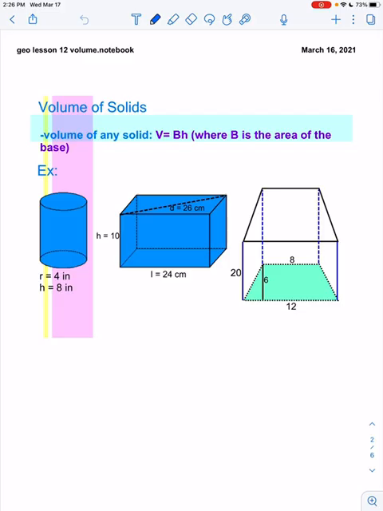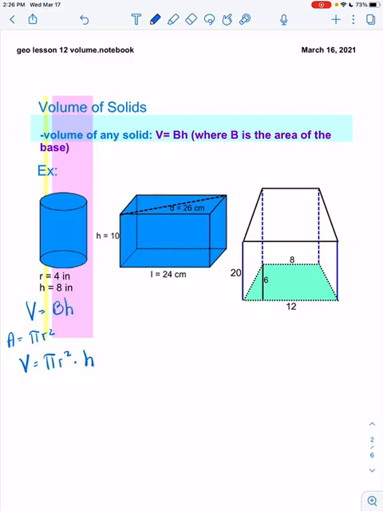So first is our cylinder. So again, we're going to use V equals capital B times H. Now, the base of a cylinder is a circle. The area of a circle is pi r squared. So really this formula is pi r squared times H.